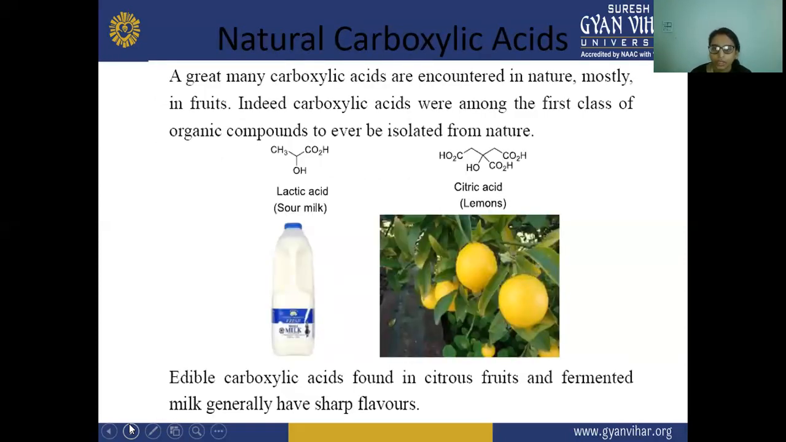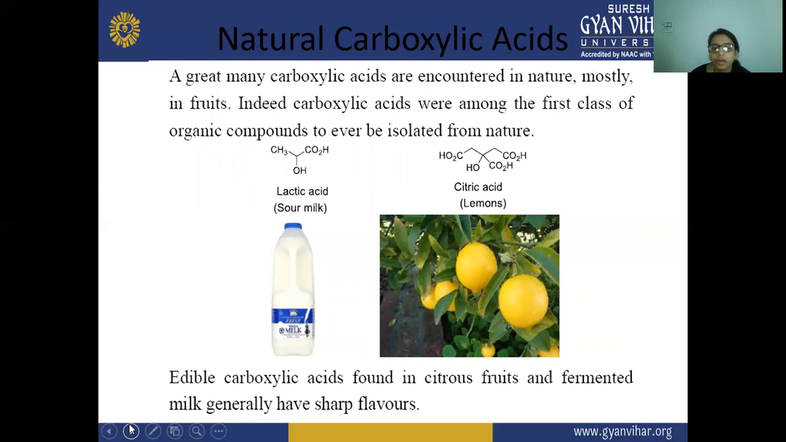Next, natural carboxylic acid, means these carboxylic acids are also present naturally, we can also obtain these carboxylic acids. So a great many carboxylic acids are encountered in nature, mostly in fruits. These carboxylic acids were among the first class of organic compounds to be ever isolated from nature. That is why we know that these carboxylic acids are present in nature.